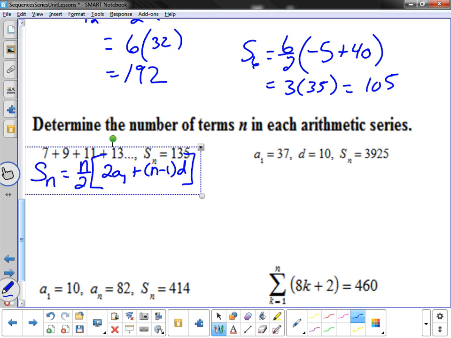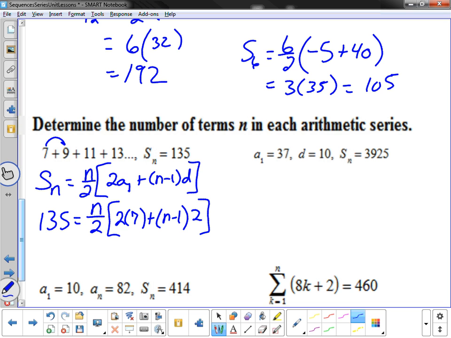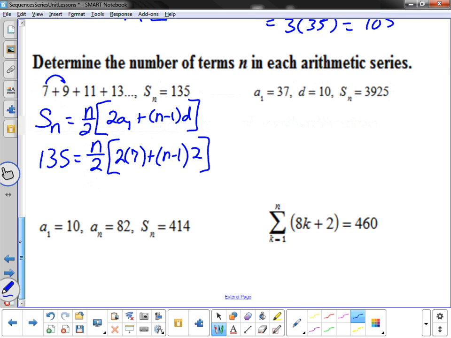Got it to the right spot. Okay, let's plug in what we know. We know the sum is 135. We don't know the n. We know the first term is 7. Common difference. Well, what's it take to go from 7 to 9? It's a 2. So all we have to do is solve that equation for the n, and we have it figured out.